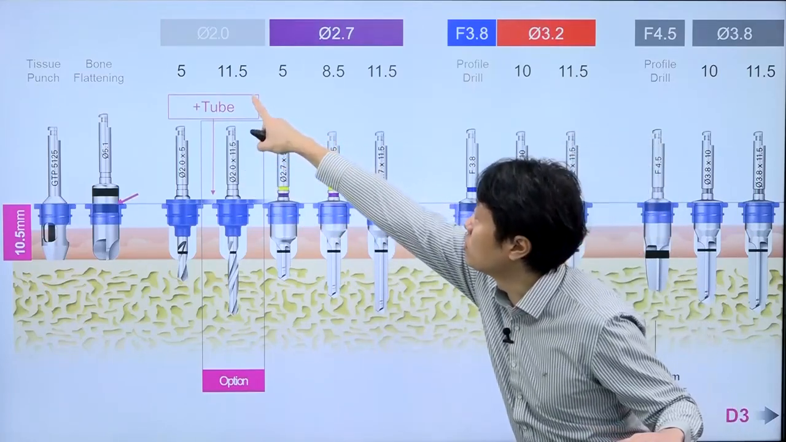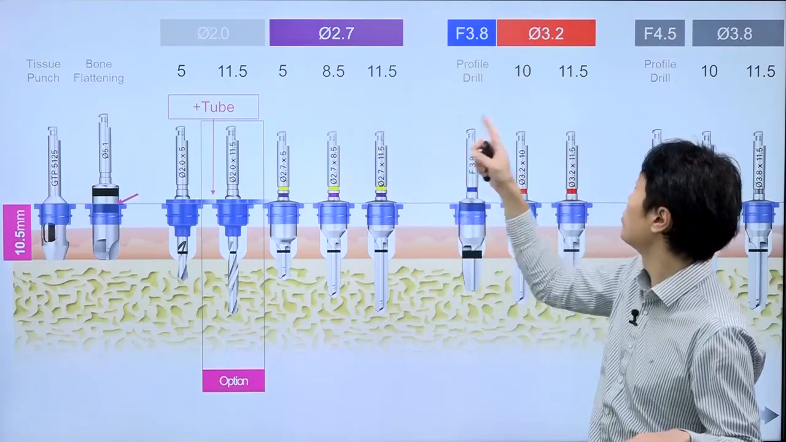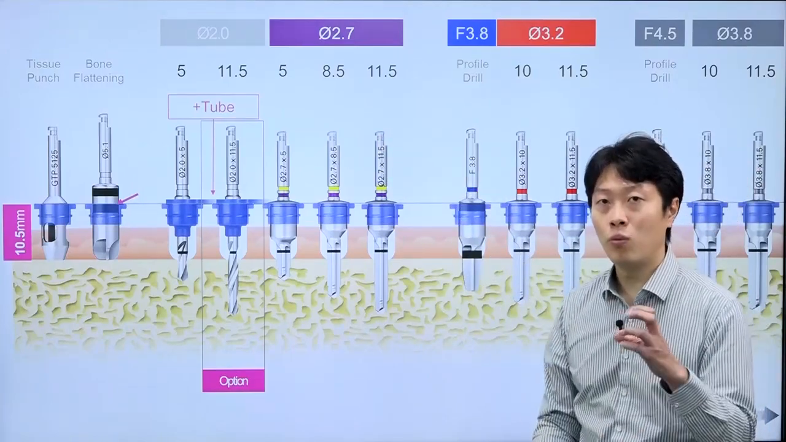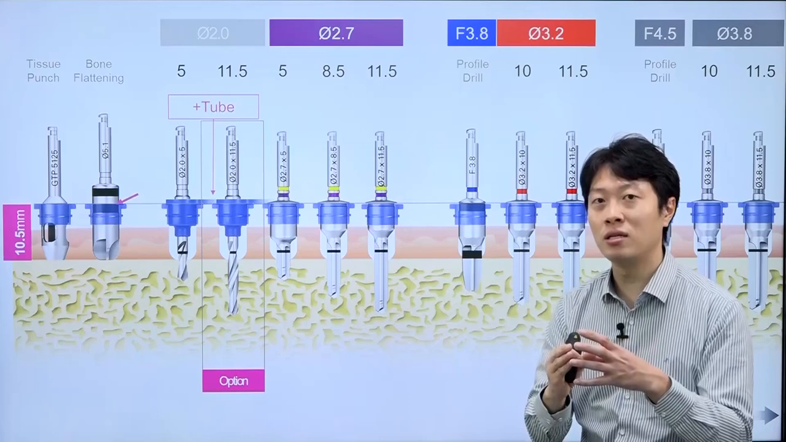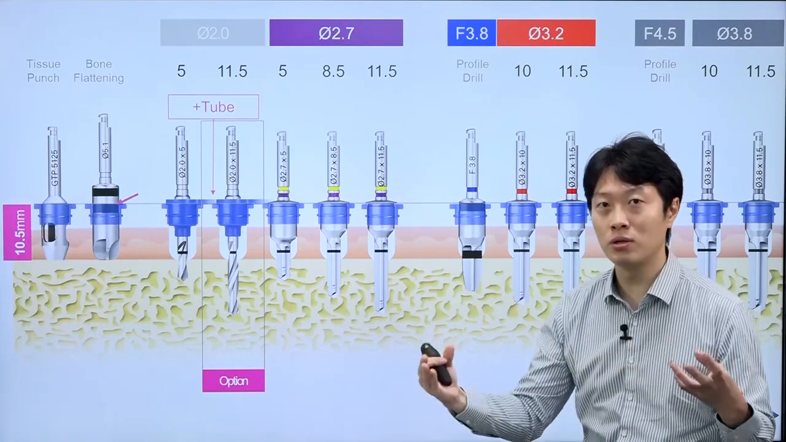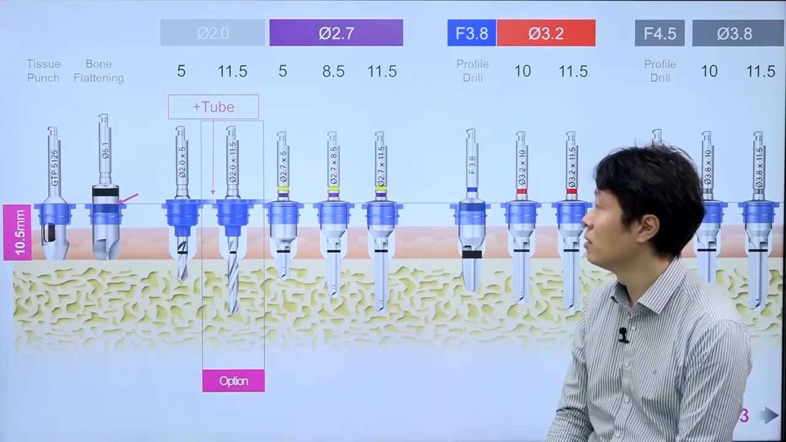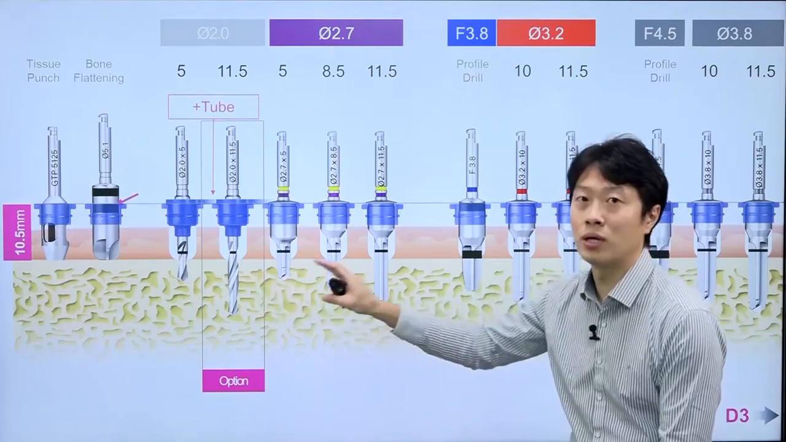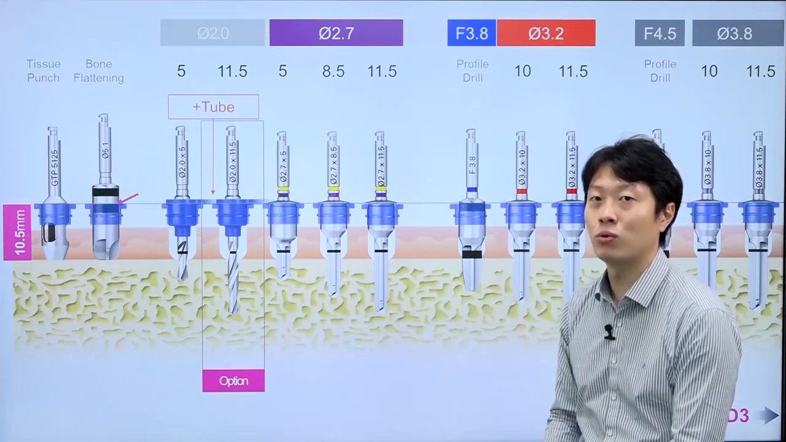Here, the offset has been increased to 11.5 mm, so you should increase the drill length by 1.5 mm before proceeding with the surgery. Other than that, the overall process is the same as the previous one.